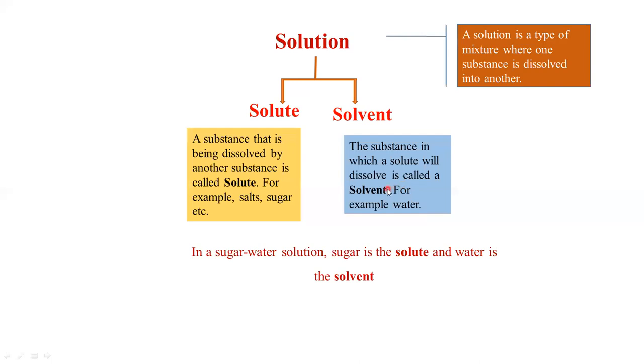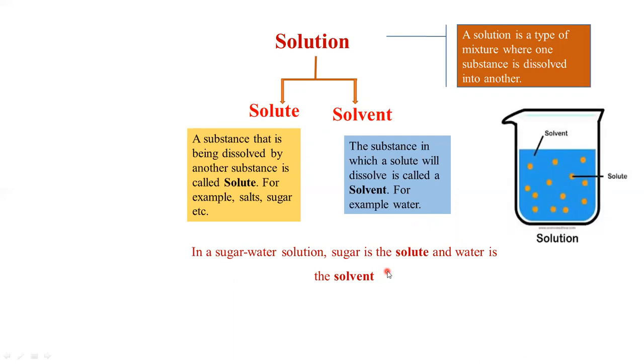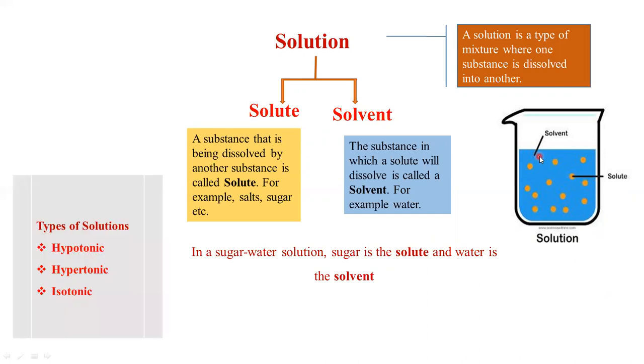This is called a solvent. For example, water is a solvent that dissolves sugar. In a sugar water solution, sugar is the solute and water is the solvent, like this. In this diagram, the water is acting as a solvent and sugar is being dissolved in that solvent. So the sugar is termed as solute and the water is termed as solvent.